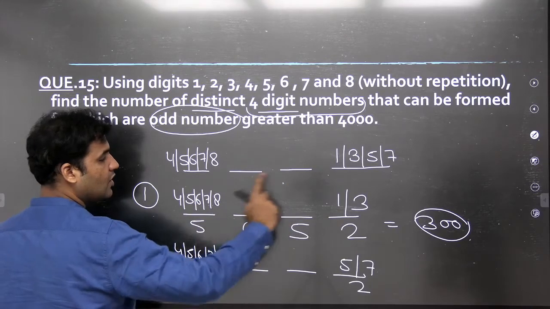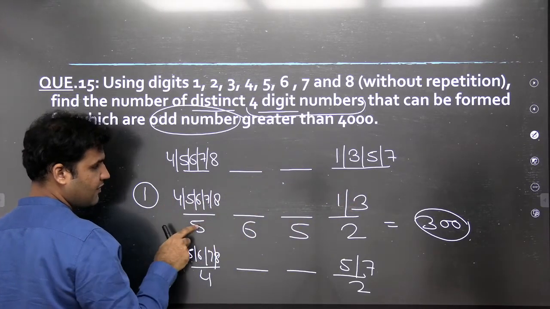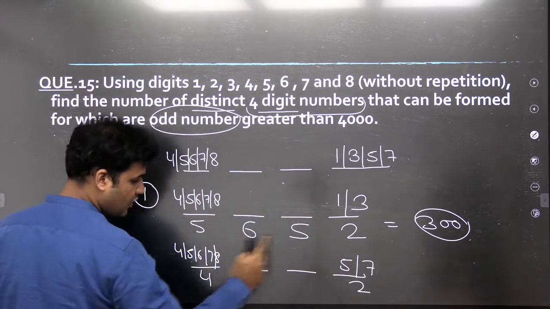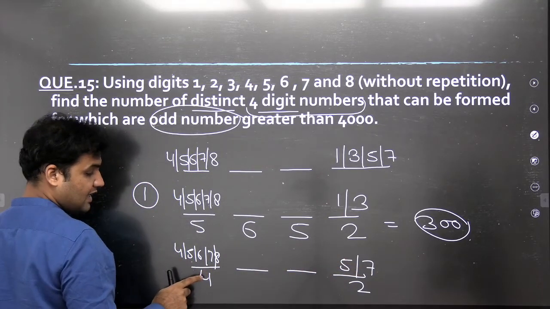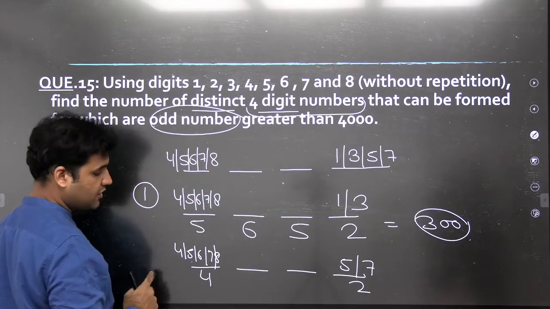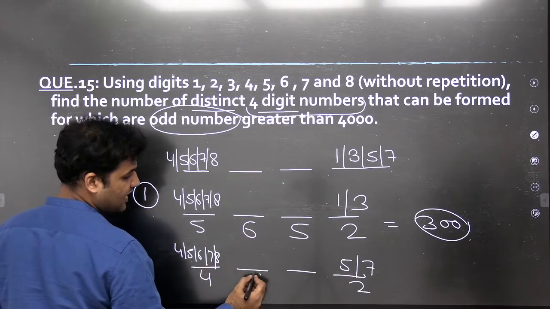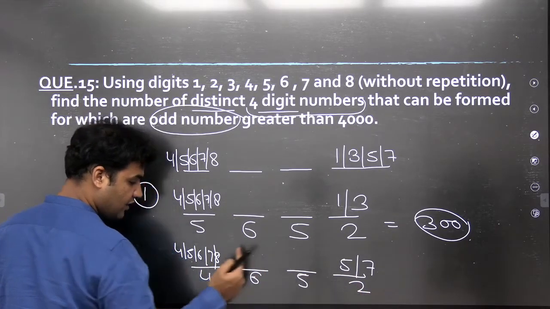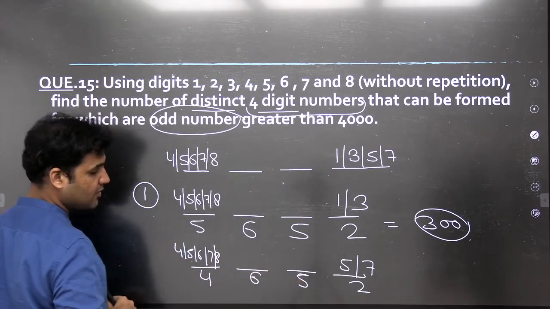Earlier when there was nothing common, this place was filled in 5 ways because there was nothing common. But here we have a common digit, so if one of the digits between 5 and 7 is being used over here, that 5 or 7 will not be available here, because repetition of the digit is not allowed. So this place can be filled in 4 ways. Now this place can be filled in 6 and this place in 5, because we have 8 digits, 1 digit is used here, 1 digit is used here, so we are left with 6 digits to be placed over here, or 5 digits to be placed over here.